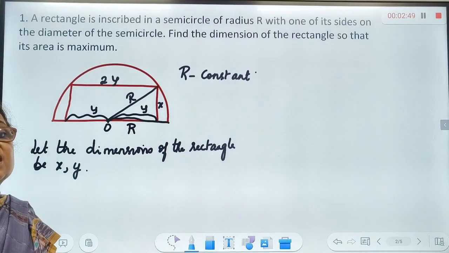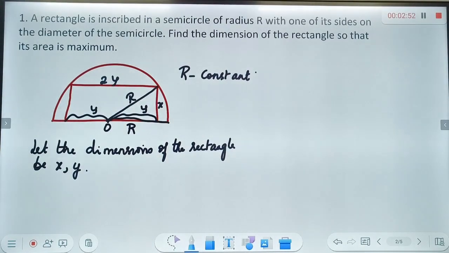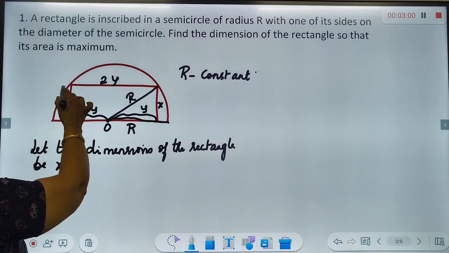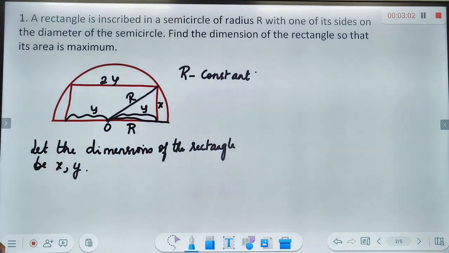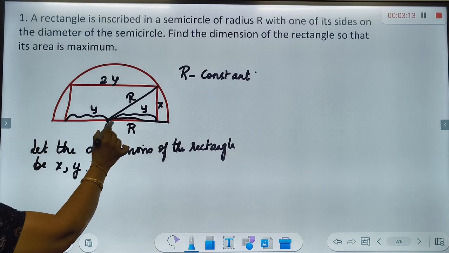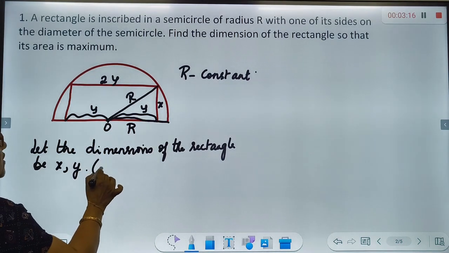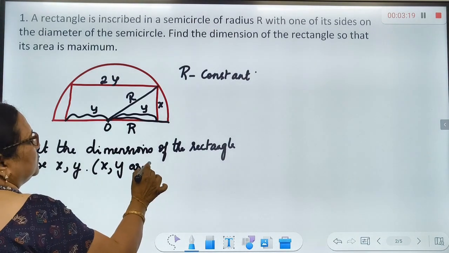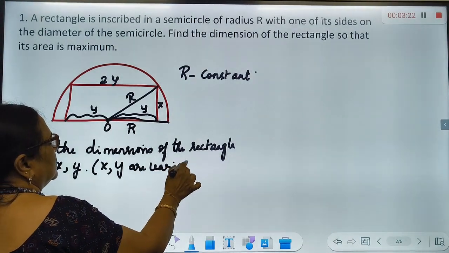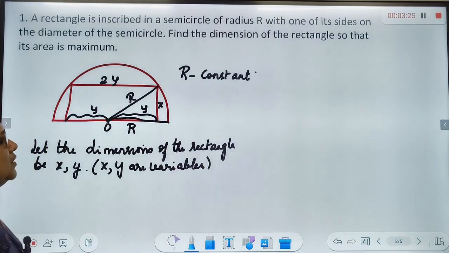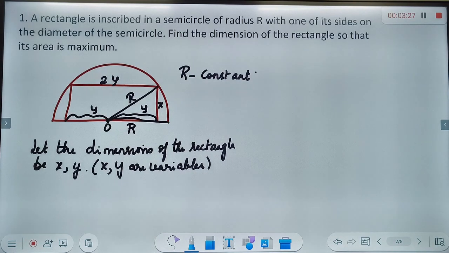Inside a semicircle, you can inscribe several rectangles such that one of its sides will lie on the diameter of the semicircle, and its vertices are fixed on the semicircle. Now, there are infinitely many such rectangles. We want to find that rectangle whose area is maximum. So, let the dimensions of the rectangle be x and y. x and y are variables. And what is it that we need to maximize?